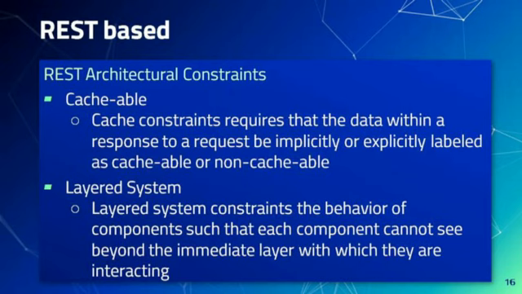Next constraint is layered system. So layered system constrains the behavior of components such that each component cannot see beyond the immediate layer with which they are interacting. So in a layered system, not only here, in all the layers, if you take the OSI layers or IoT layers, all the layers follow some set of rules. In every layered system, if I am in a particular layer, I can go one step back or one step forward.